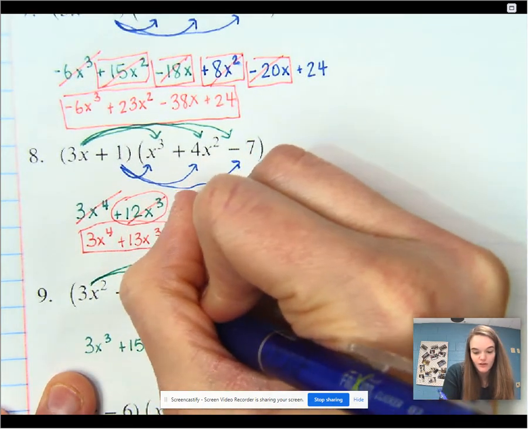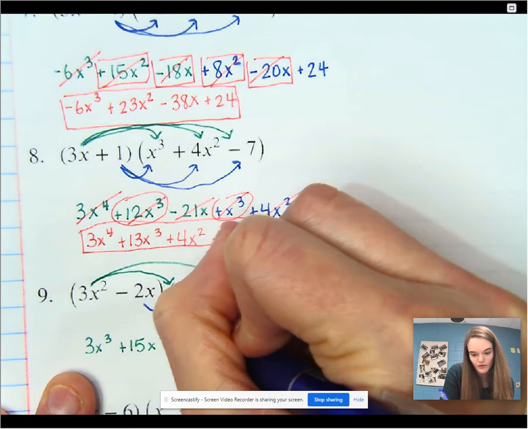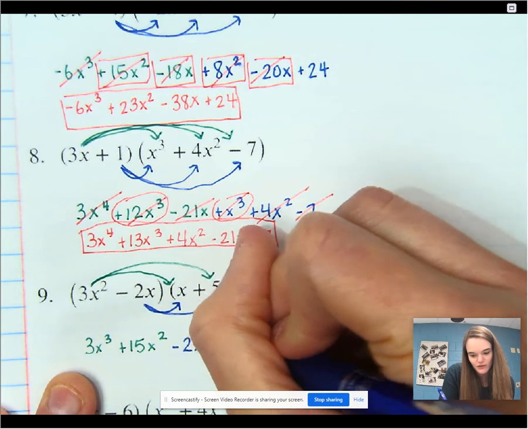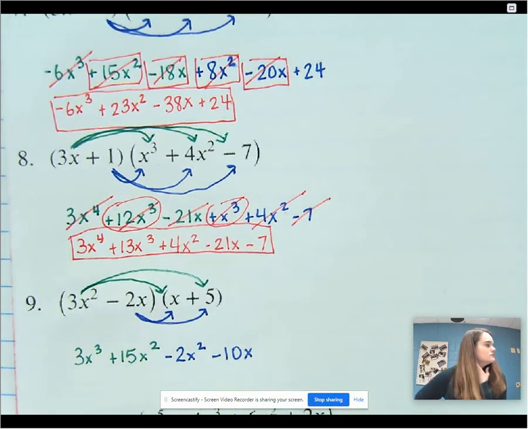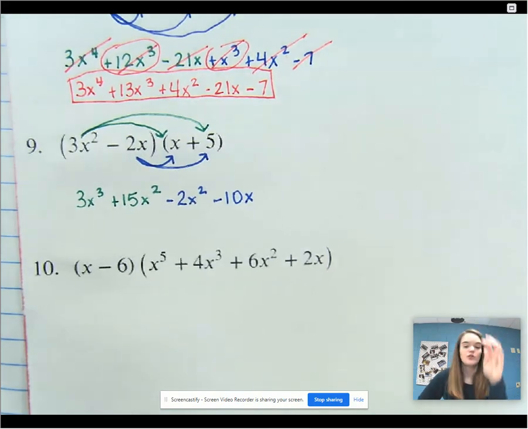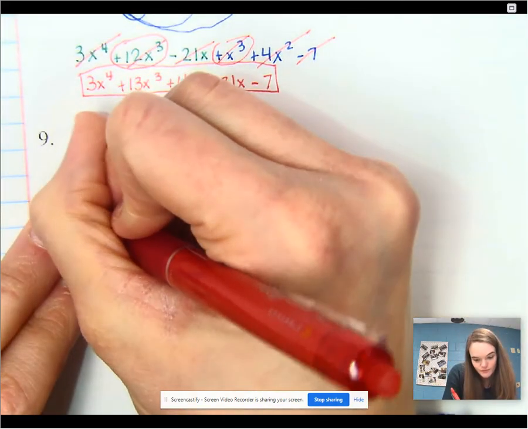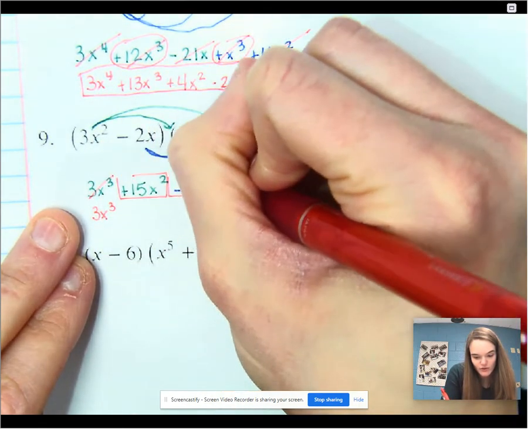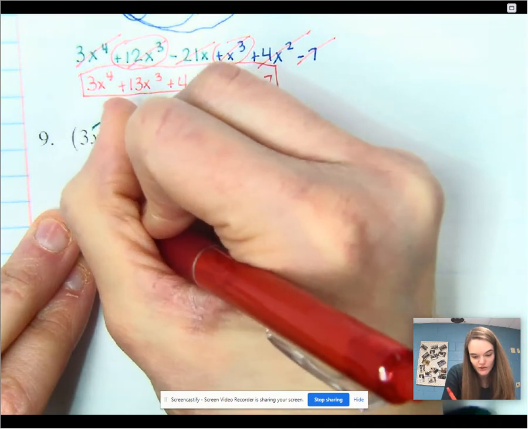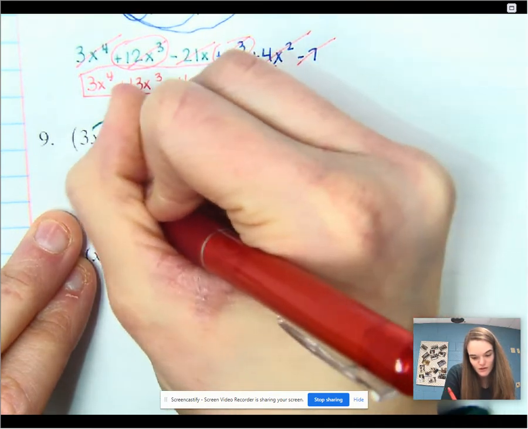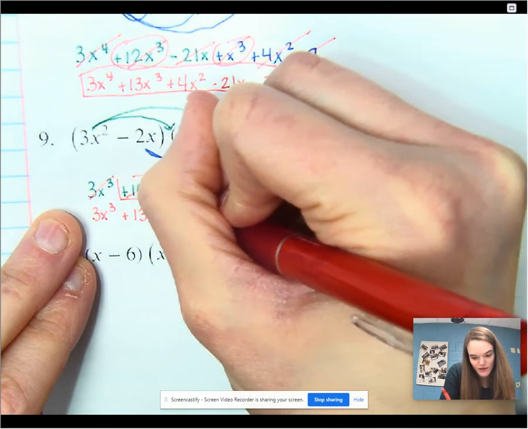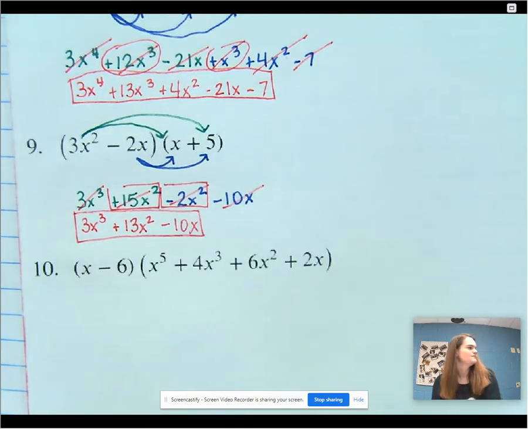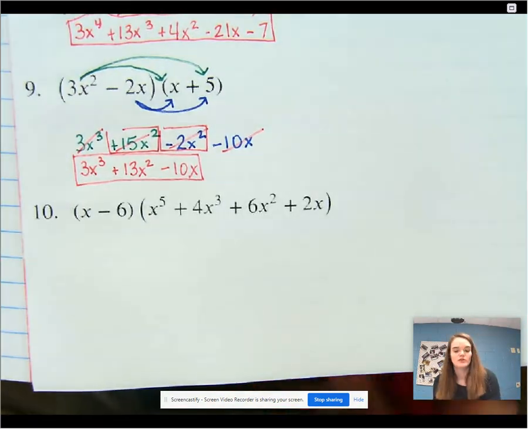Negative 2x times x is negative 2x squared. So see, we do have like terms. Negative 2x times 5 is negative 10x. Okay. 3x to the third does not have a like term. 15x squared and negative 2x squared are like terms. That becomes 13x squared. And negative 10x does not have a like term, so we bring it down. And there's our product.